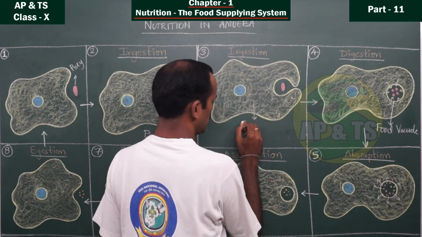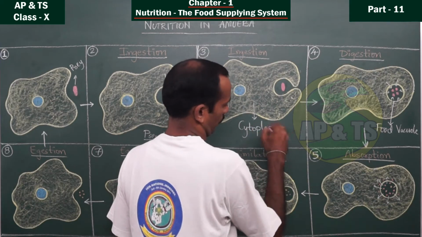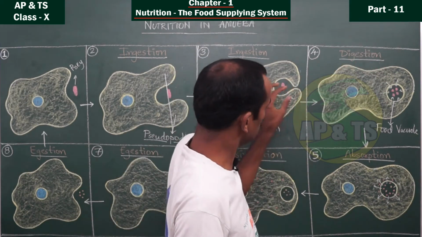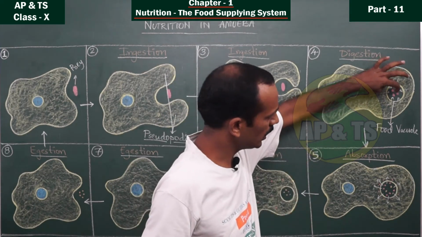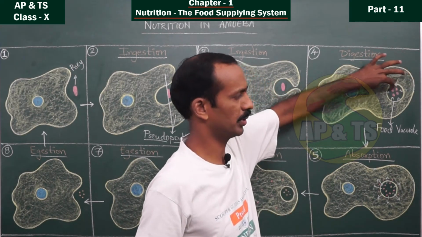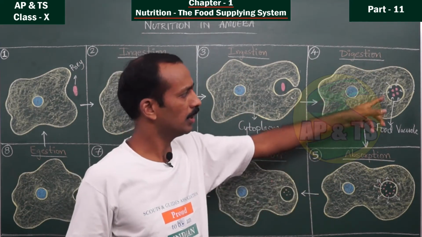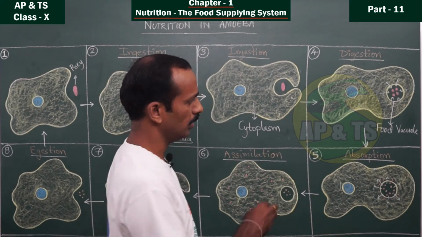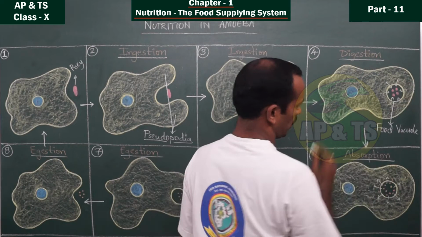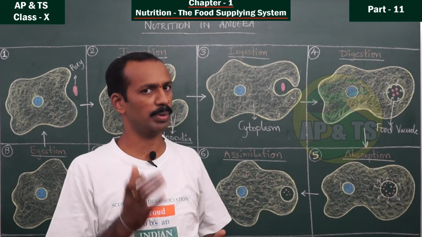I am writing here, it is cytoplasm. From the cytoplasm the digestive enzymes enter into the food vacuole. Some other cell organelles will help in the digestion which occurs in the food vacuoles. Okay children, now after digestion, what is digestion? Breaking of complex molecules into simple molecules.